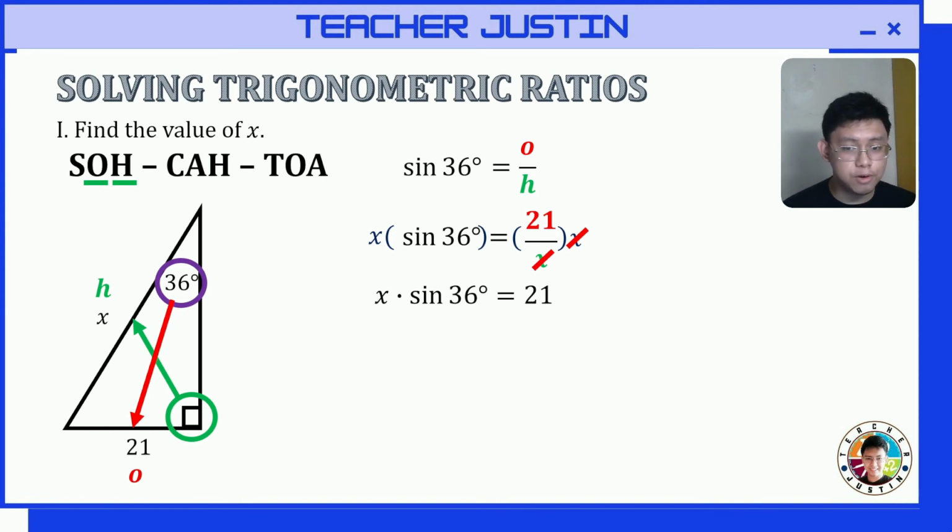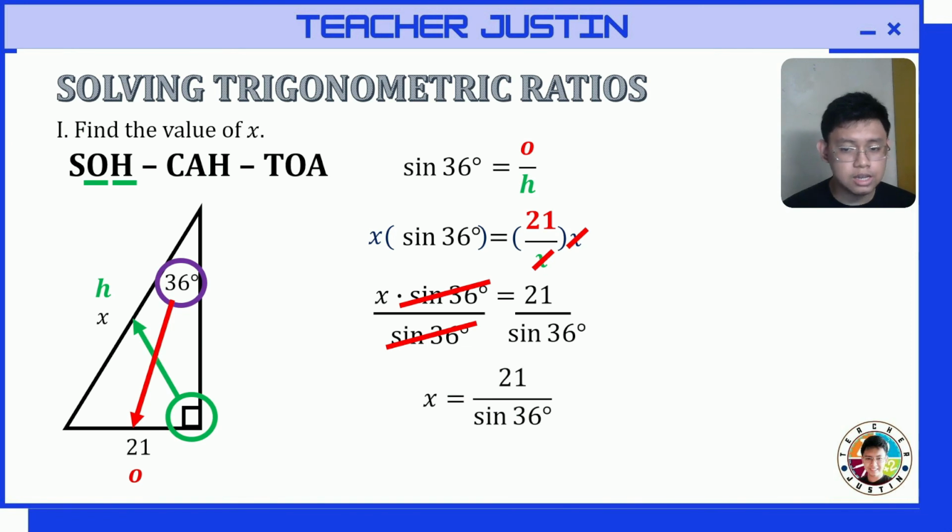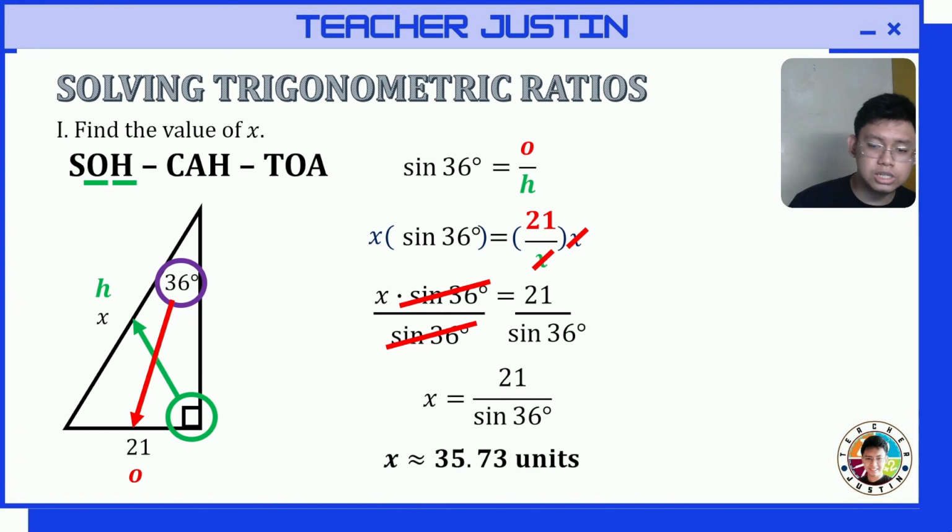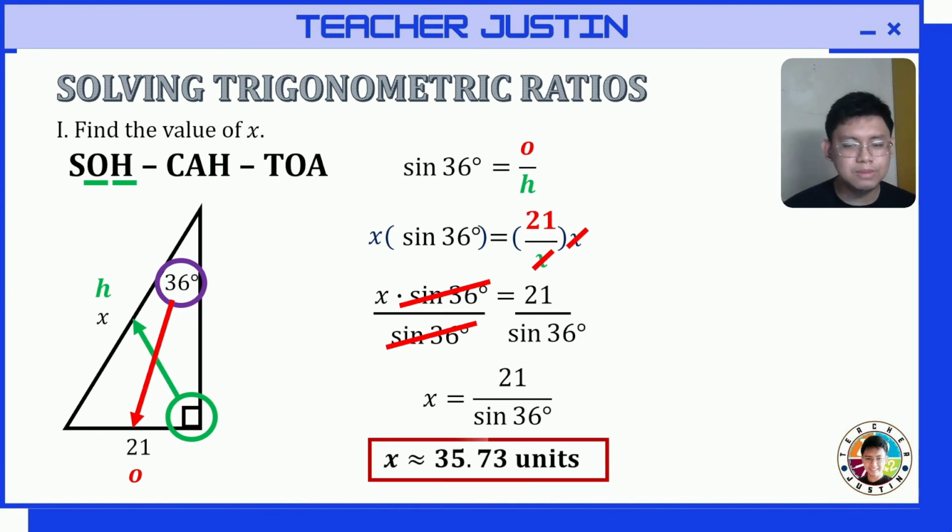Let's isolate the variable x by dividing both sides by sine 36 degrees, giving us x is equal to 21 over sine 36 degrees. Using our scientific calculator, let's compute 21 divided by sine 36 degrees, giving us the approximate value of x, which is 35.73 units. And that will be our final answer.